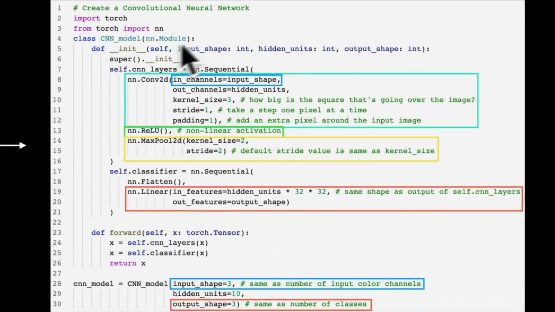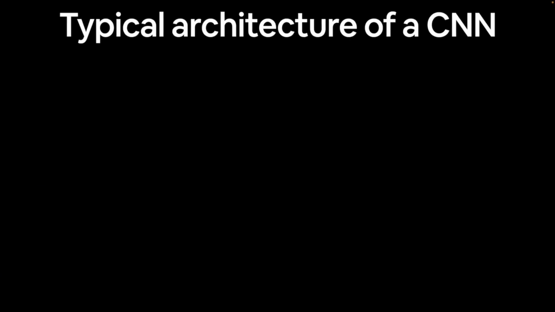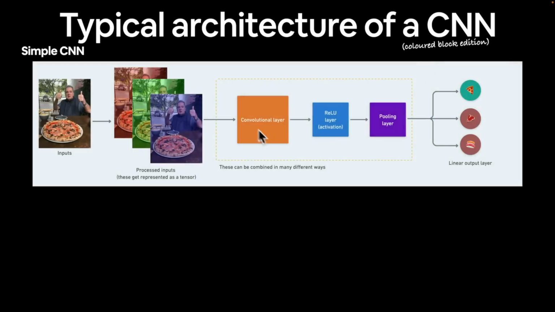And you'll notice that a lot of the code is quite similar to the code that we've been writing before for other PyTorch models. The only difference here is that we're going to use different layer types. And so if we want to visualize a CNN in a colored block edition, we're going to code this out in a minute, so don't worry too much. We have a simple CNN.